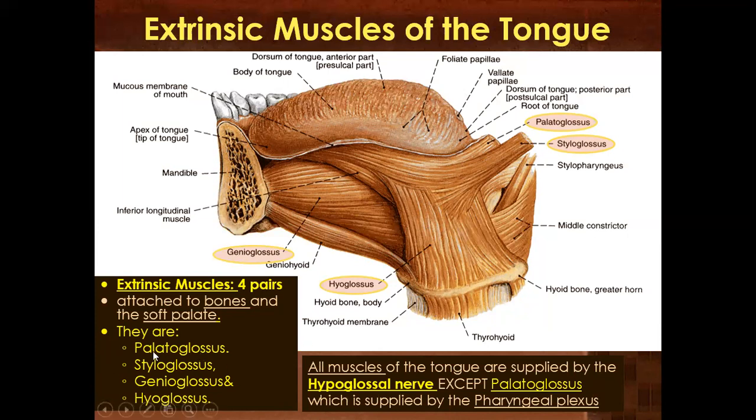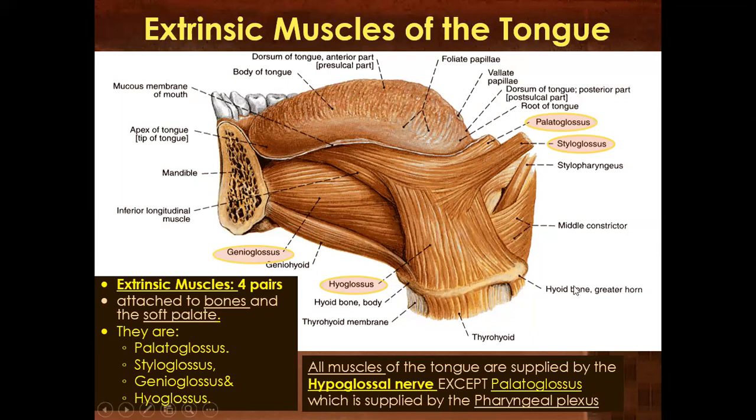Palatoglossus, as the name indicates, is coming from the palate, soft palate, and going to the tongue. Styloglossus, coming from the styloid process, going to the tongue. Glossus means tongue. Genioglossus, the genial tubercle, as I said, is on the mandible. From there to the tongue, genioglossus. Hyoglossus, taking origin from the hyoid bone and getting attached. So as soon as you know the name, you also know the origin and insertion of these muscles.